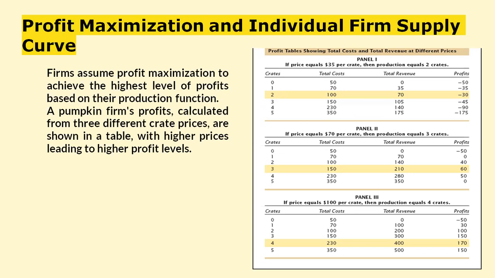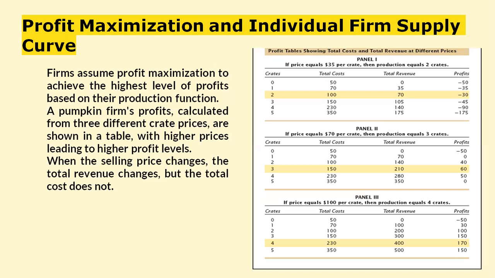A pumpkin firm's profits, calculated from three different crate prices, are shown in a table, with higher prices leading to higher profit levels. When the selling price changes, the total revenue changes, but the total cost does not.